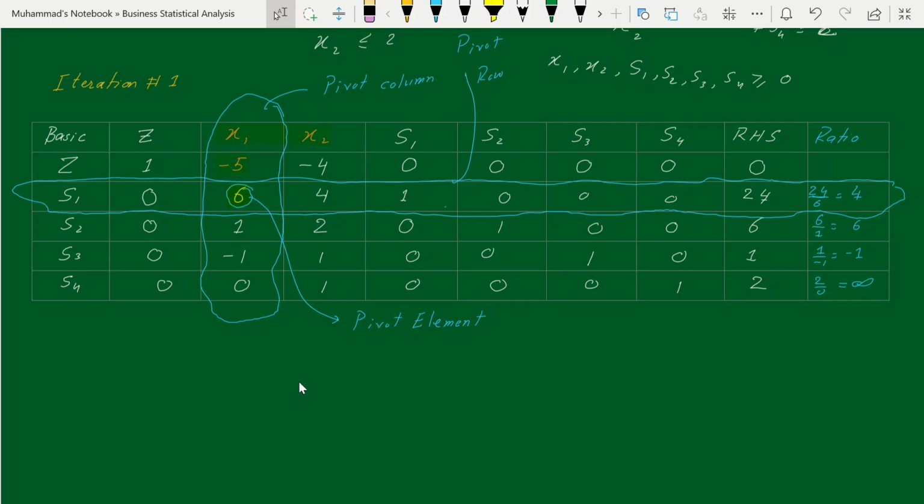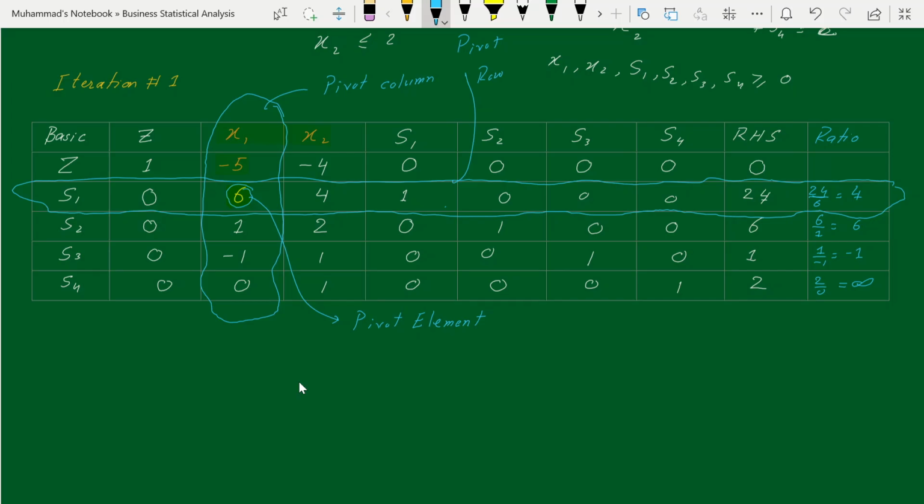Now we make this 6 equal to 1, and if we want to make 6 equal to 1, then we have to divide by 6. But when we divide, keeping in mind the properties of matrices, we divide on both sides, the right hand side as well as the left hand side. So if you want to get 1 here, we will divide by 6 on both sides of the equation for this pivot row.